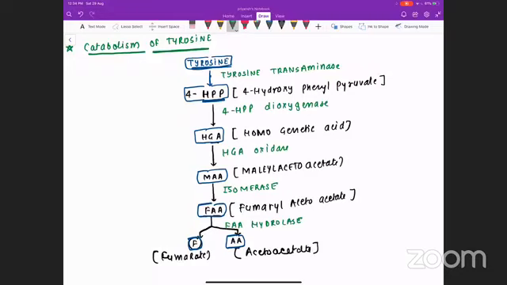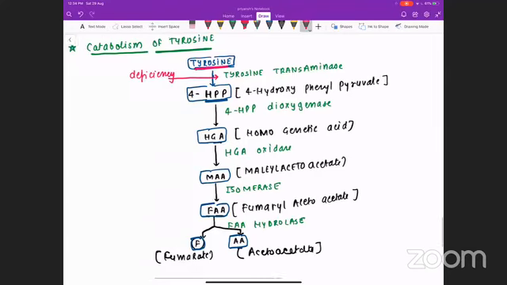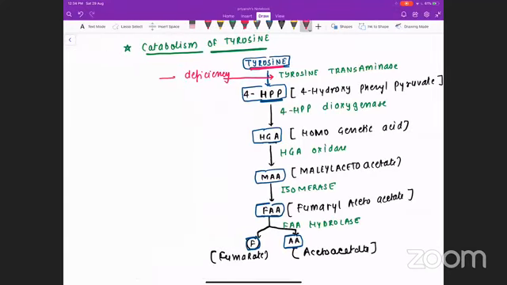If there is deficiency of any of the enzymes, let's say this enzyme is not there, then the tyrosine will not be catabolized. The tyrosine will accumulate, and that condition will be called tyrosinemia.